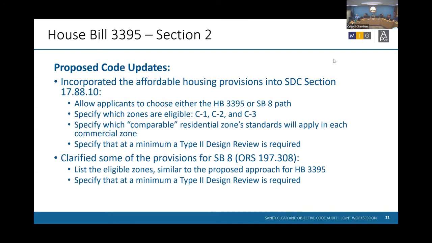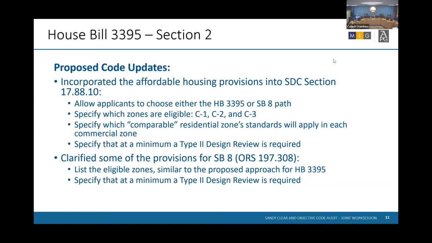All right, so the proposed code updates are to incorporate these provisions into the same new proposed chapter as the Senate Bill 8 provisions, and again, to allow applicants to choose either of those 2 paths, depending on which they prefer and which they're eligible for. It would also specify which zones are eligible, since the legislation leaves that a little open to interpretation regarding zones that allow commercial uses but not industrial. Making that really clear, that is the C1, C2, and C3 zones.